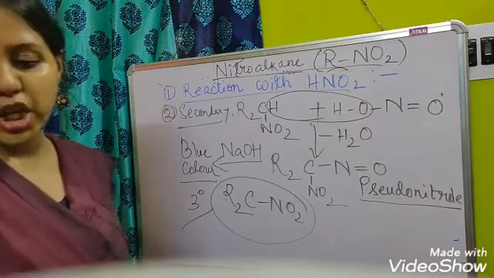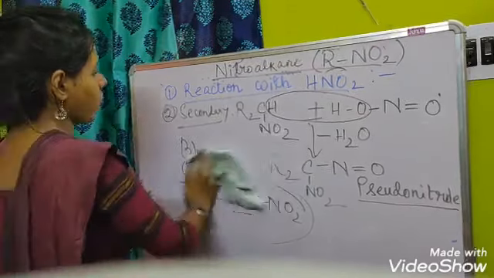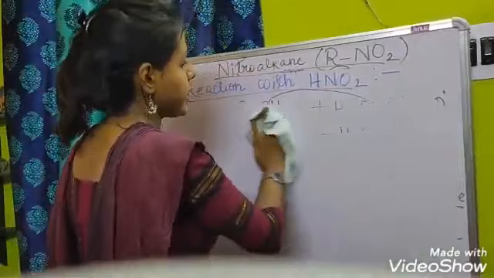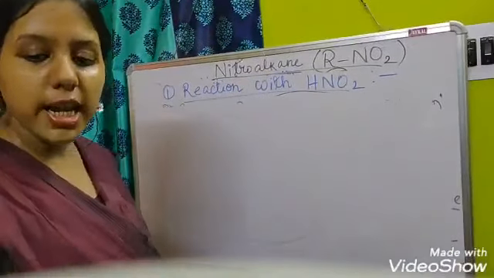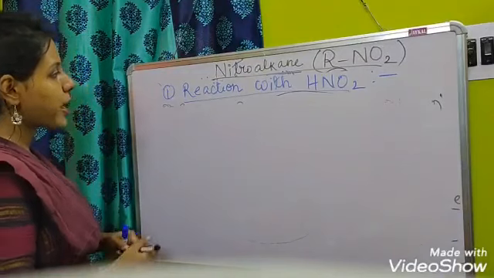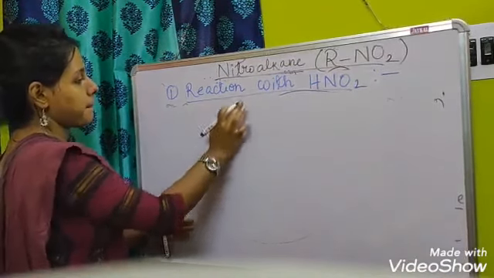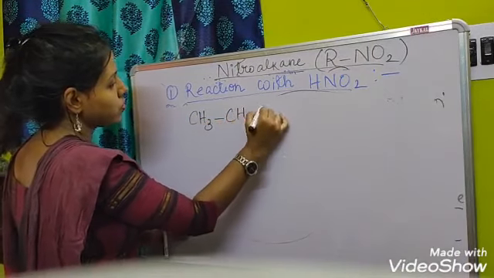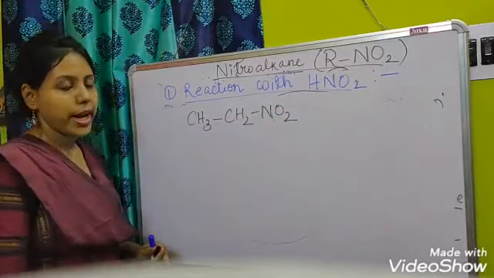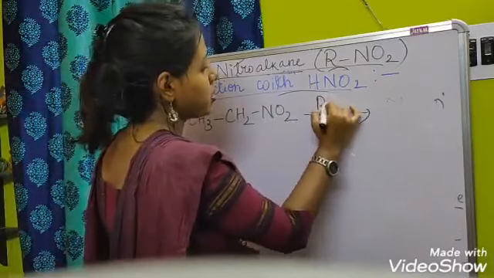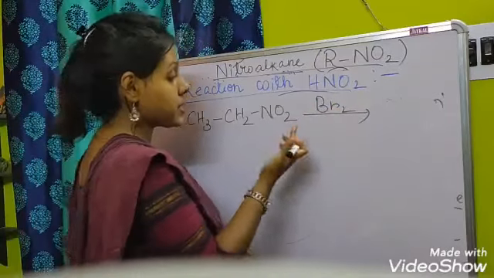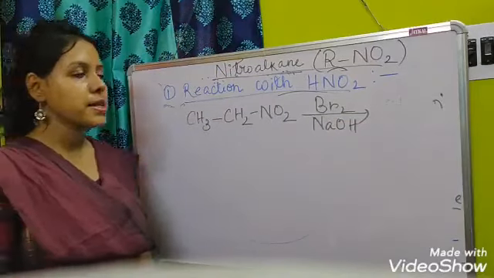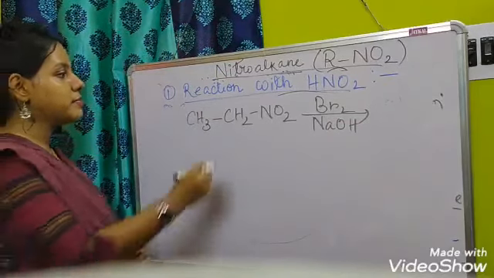Now the next reaction, that is the halogenation reaction of nitroalkanes. Halogenation means obviously the addition of halogens. So first I am taking here CH3CH2NO2. Okay, and now adding here halogen, that is bromine, in presence of NaOH. Again alkaline solution. So what will happen here?